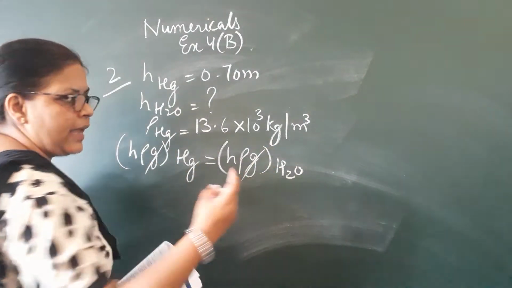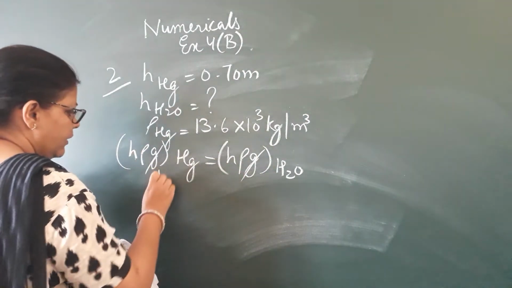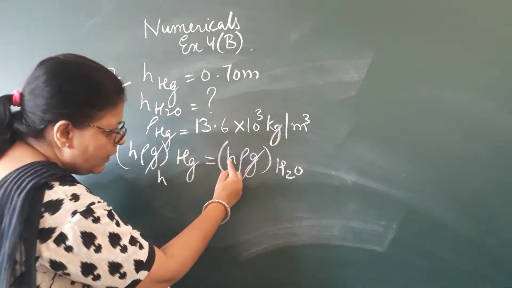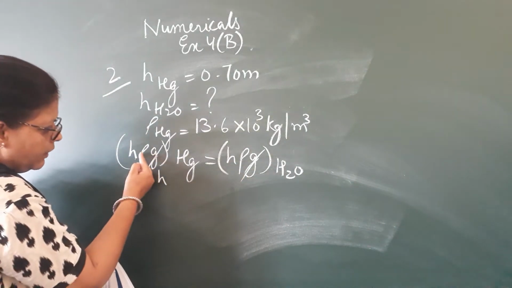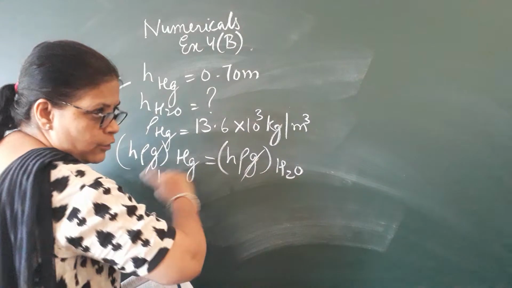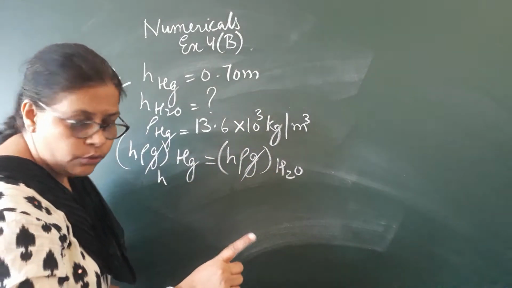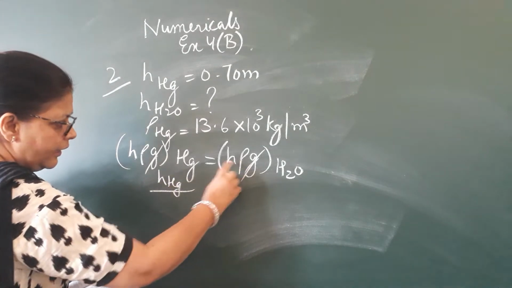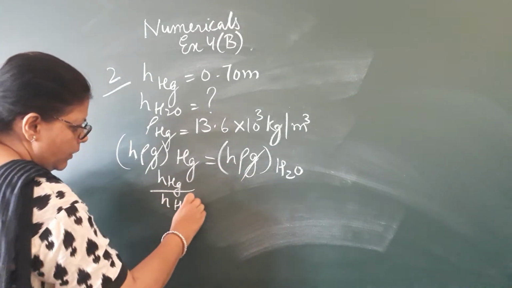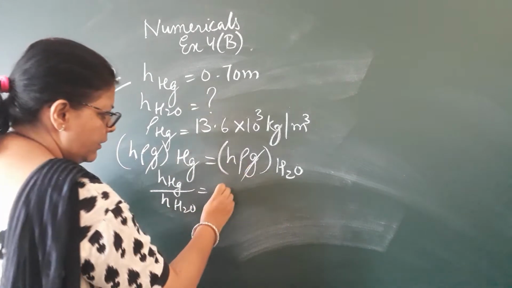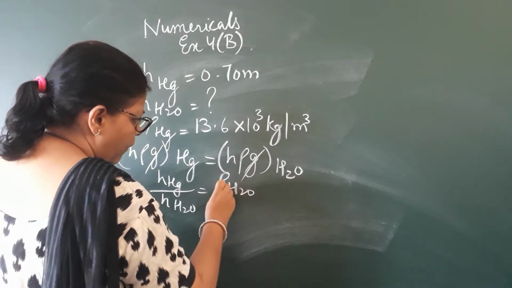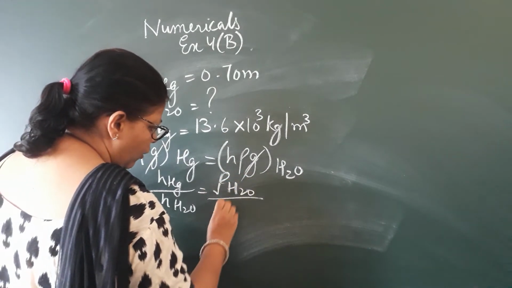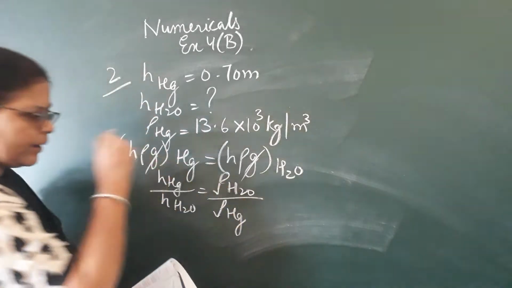g is common so it cancels out. What do I get? I now rearrange, I take the height of water this side and I bring the density of mercury that side. Actually it's a rearrangement. Okay, so I get height of mercury upon the height of water is equal to, keep this here, density of water upon the density of mercury. This is how I get this formula.